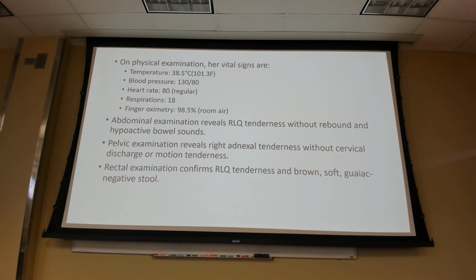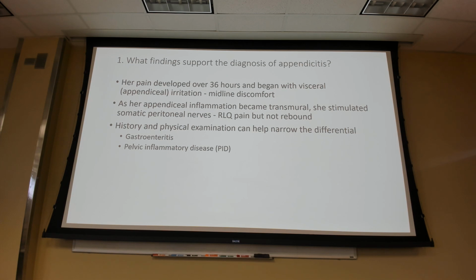And then what sort of special exams do we want to do on this patient? Yep, obturator, psoas, good. All right. So what findings support the diagnosis on here? Do you guys remember some of that criteria, like one of those scores we talked about, like Alvarado's score, which we'll calculate hers in a second. But what do we think from the history? Do we think it might be gastroenteritis versus a PID on this patient?